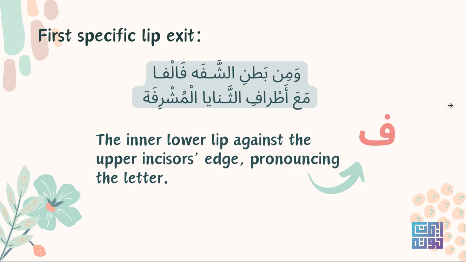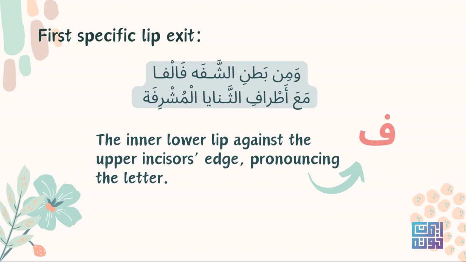Now let us see what Imam Jazri said regarding the lips as a makhraj. He said, وَمِن بَطْنِ الشَّفَةِ فَالْفَاء مَعَ أَطْرَافِ الثَّنَايَا الْمُشْرِفَةِ. Again, وَمِن بَطْنِ الشَّفَةِ فَالْفَاء مَعَ أَطْرَافِ الثَّنَايَا الْمُشْرِفَةِ. This is regarding the letter fa.